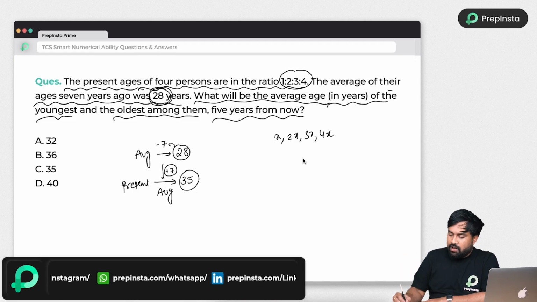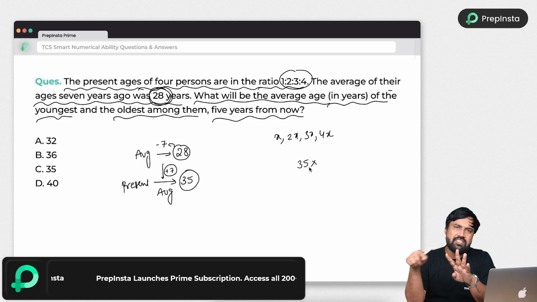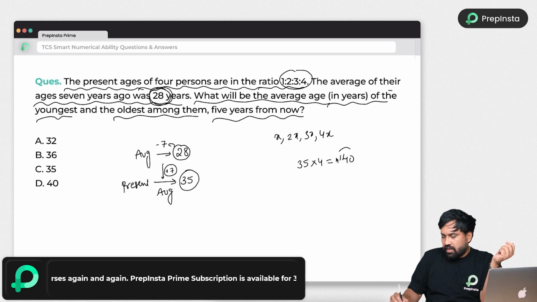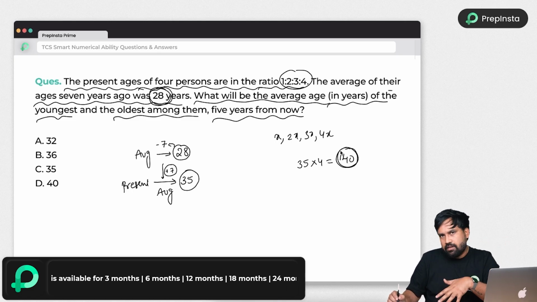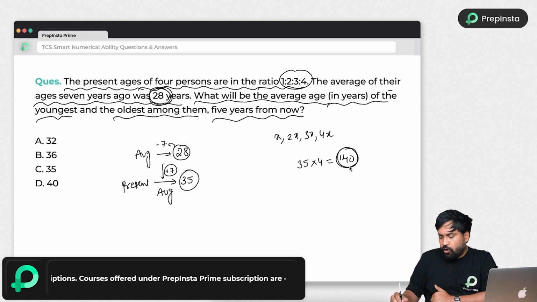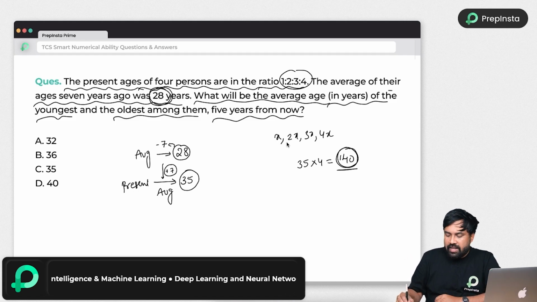So the present average is 35, which means what is the sum of their ages? 4 people were there. 4 people with average 35 means the sum is multiplied by 4, which is 140. So their present ages sum to 140. Then what is the youngest and the eldest? You need to divide this 140 among 4 people in a way that they get x, 2x, 3x, 4x, right? So total 10x parts. Divide by 10, which is 14. So the x value is 14.